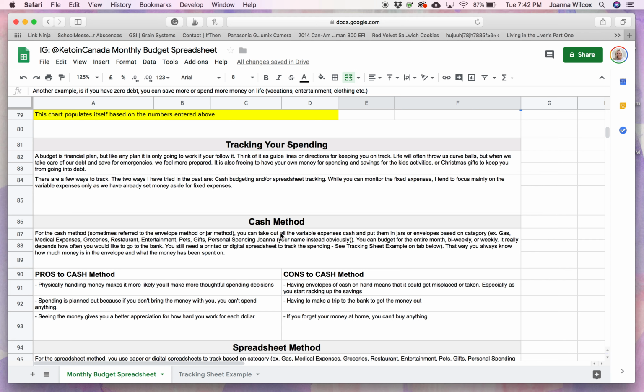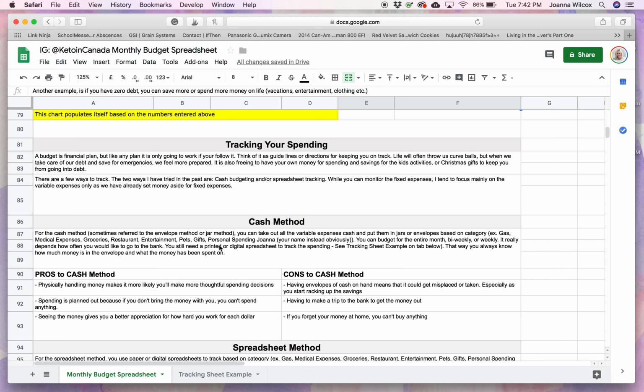The cash method essentially is like the jars, the envelopes, I'm sure you've heard that before, where you take the cash out every single month or every single week or bi-weekly, whatever works for you, and you use that cash to pay for your variable expenses. Again, you can budget however you'd like. It depends how often you want to hit up the bank or how much money you have. If you don't have enough money to sink a whole month's worth of budgeting into envelopes, then you might want to do it weekly.